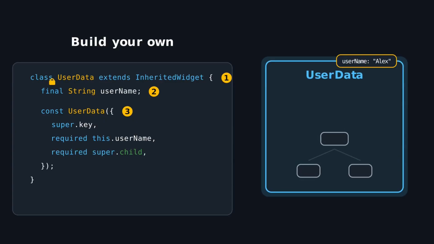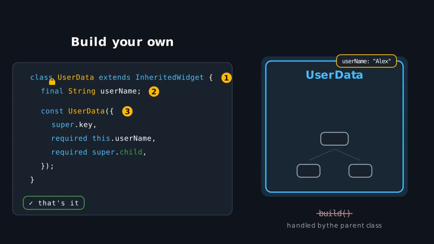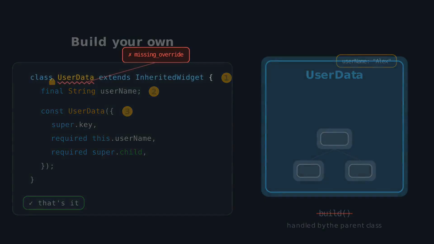Look at this. class UserData extends InheritedWidget, a final String username, and a constructor taking username and child. That's basically it. No build method to write. The parent class handles that. It just returns the child. Your class is nothing but a data-carrying wrapper hugging a subtree. But wait, the compiler is complaining. We're missing one required method. And that method is where the real intelligence lives.